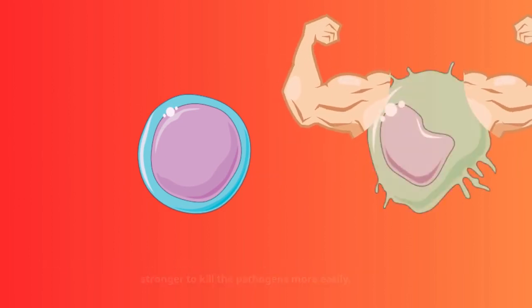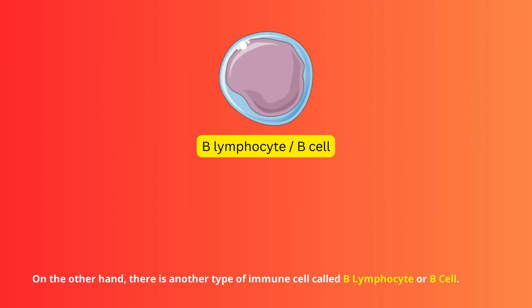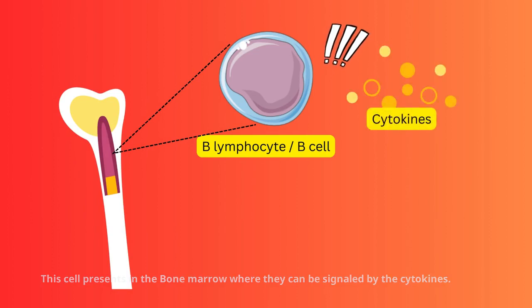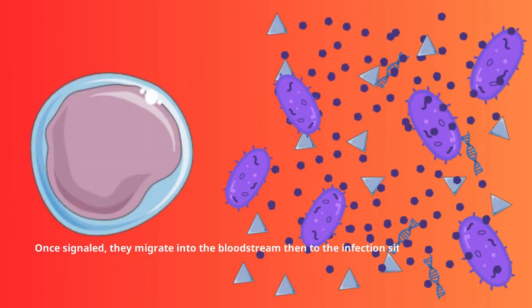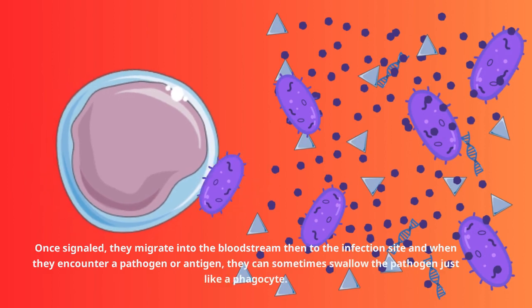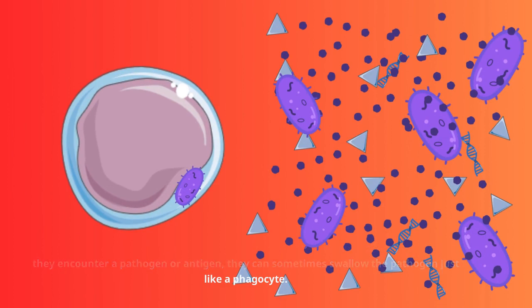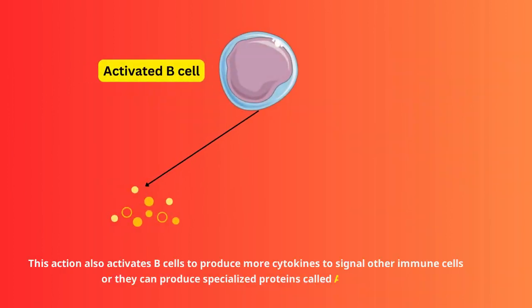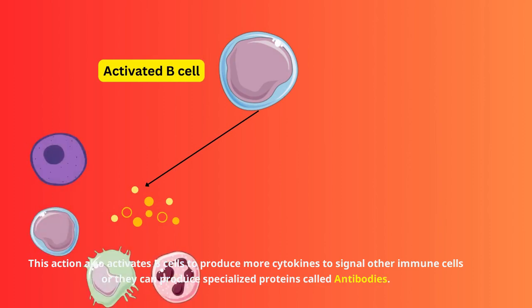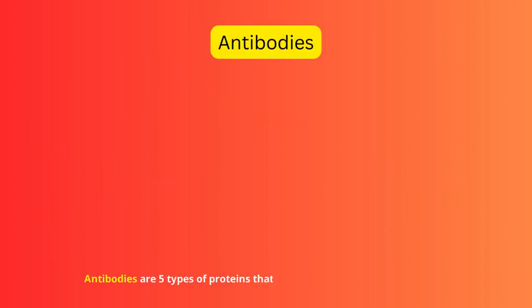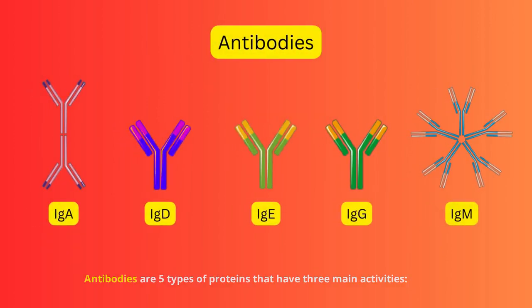pathogens more easily. On the other hand, there is another type of immune cell called B lymphocyte or B cell. This cell presents in the bone marrow where they can be signaled by the cytokines. Once signaled, they migrate into the bloodstream, then to the infection site, and when they encounter a pathogen or antigen, they can sometimes swallow the pathogen just like a phagocyte. This action also activates B cells to produce more cytokines to signal other immune cells, or they can produce specialized proteins called antibodies.